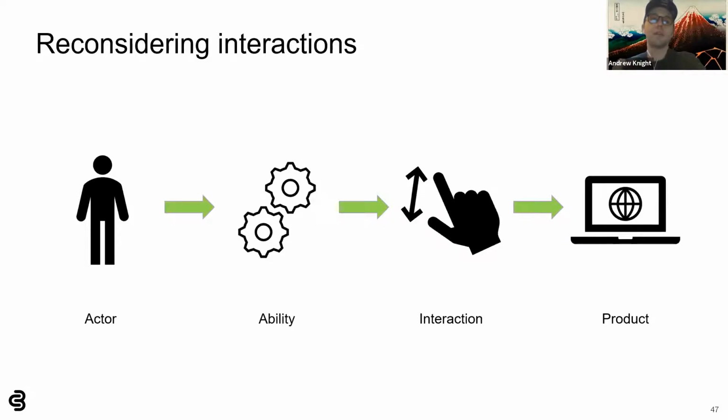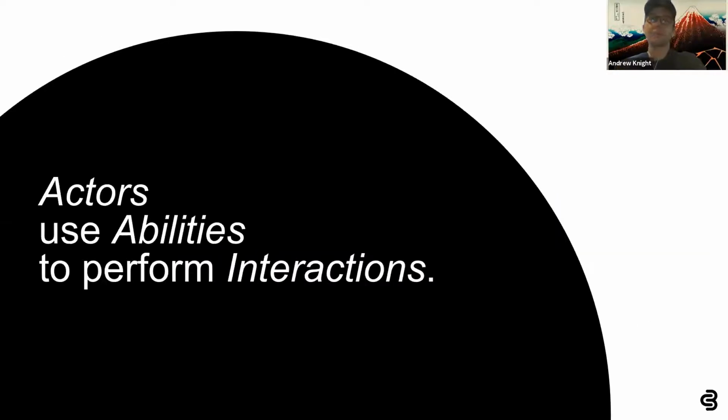Actors, abilities, and interactions are each different types of concerns. We could summarize their relationship in one line. Actors use abilities to perform interactions. This is the heart of the screenplay pattern.